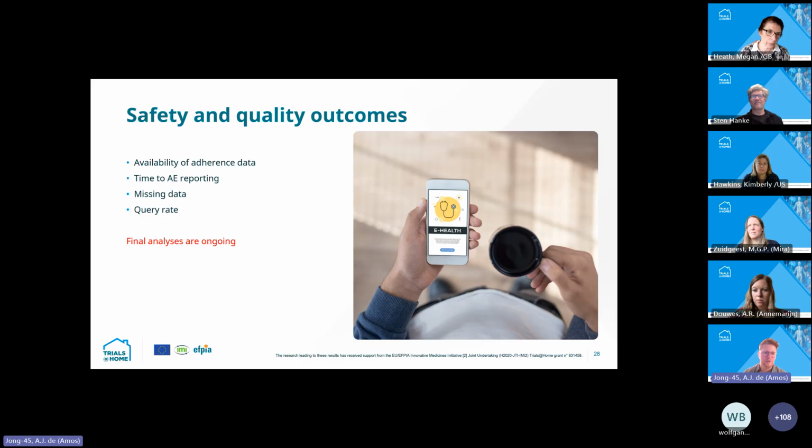So a small disclaimer before I show you some results is that we are really wrapping up the final analysis now and hope to also publish this shortly. But the results I will share today should also be viewed as preliminary. Today I will focus on three outcomes regarding safety and quality, and that is availability of adherence data, time to adverse event reporting, and missing data.